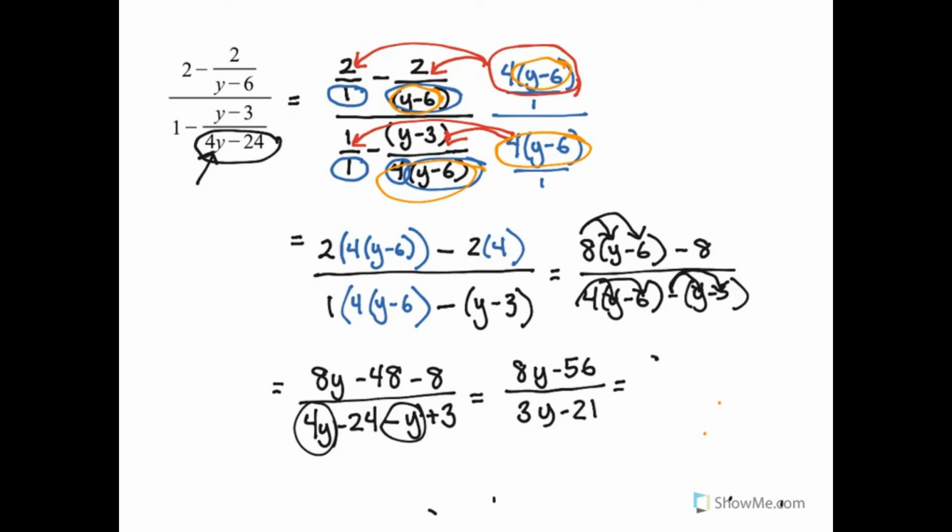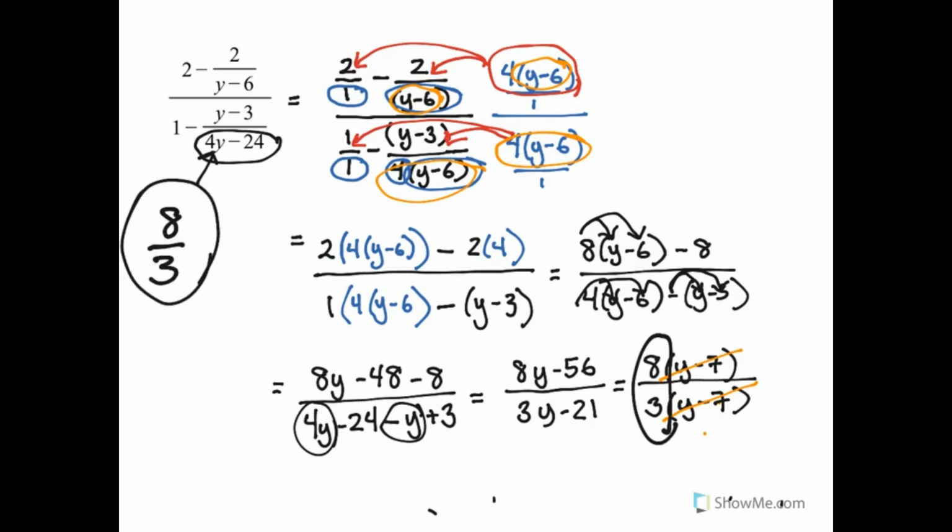Both of those expressions can be factored. I can factor an 8 out of the first one, and I get 8 times y minus 7. And I factor 3 out of the second one, and I get 3 times y minus 7. So the y minus 7's cancel, and this whole complex fraction simplifies to be 8 over 3. Wow.